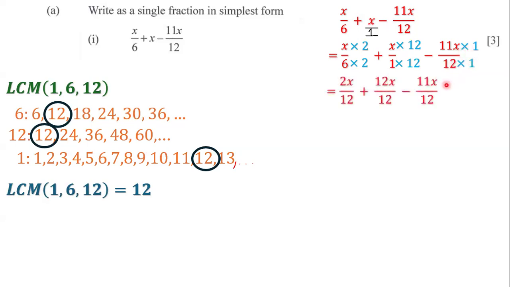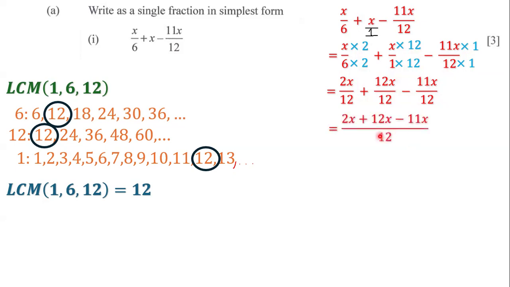And so we have 6 times 2, which is 12. 2 times x is 2x. 1 times 12 is 12. And x times 12 is 12x. 12 times 1 is 12. And 11x times 1 is 11x. And so here we have all our denominators the same, which means that we can operate on the numerators.